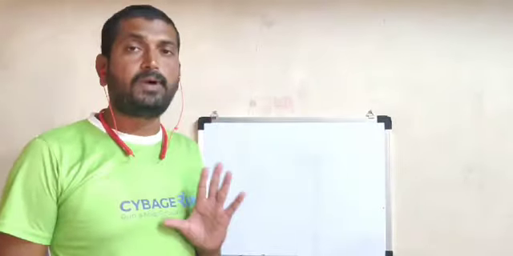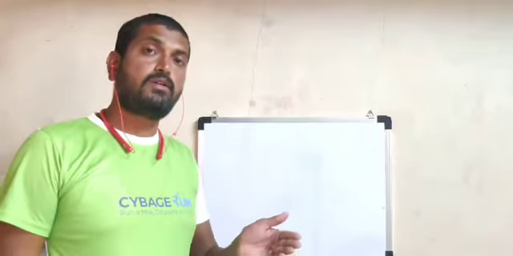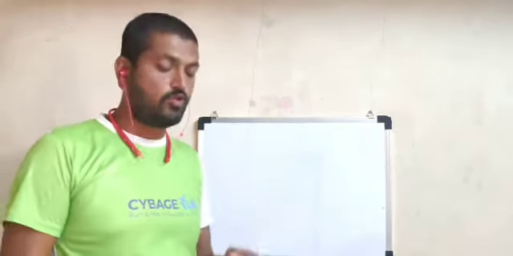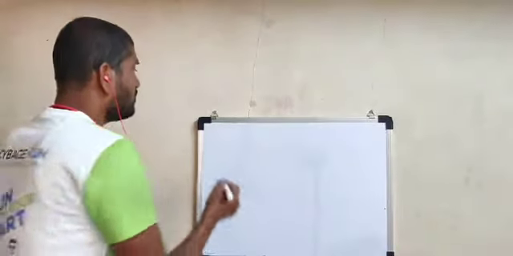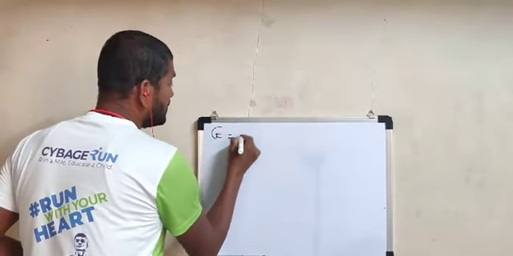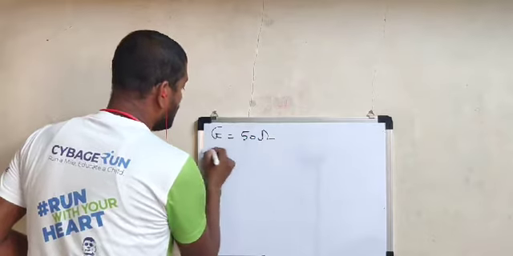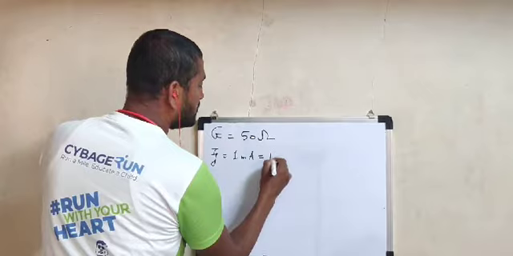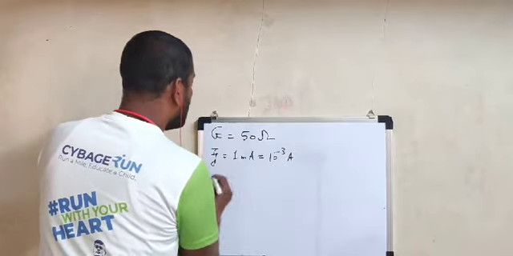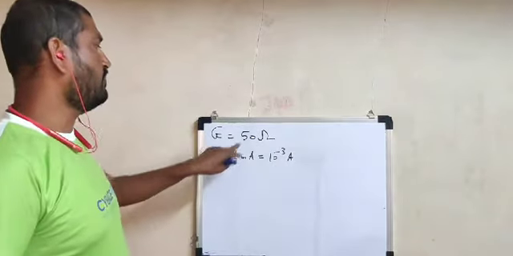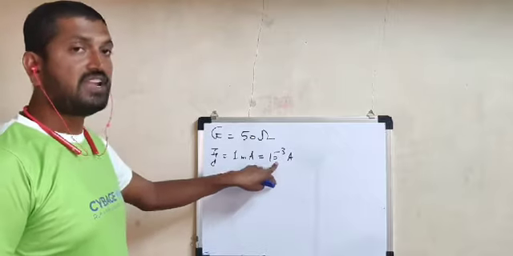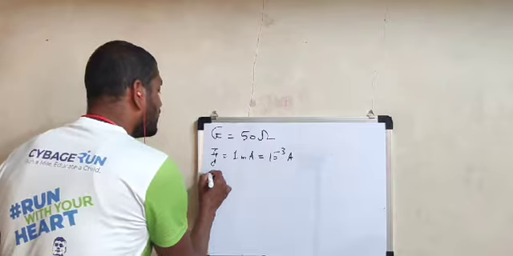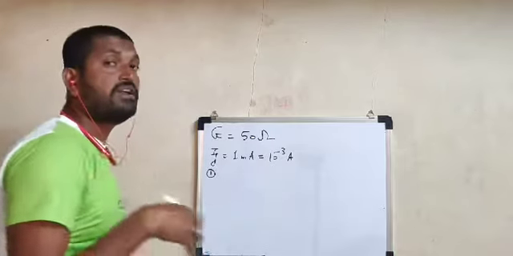Let us consider now one numerical based on conversion of galvanometer into ammeter and conversion of galvanometer into voltmeter. For example, suppose galvanometer resistance is given, say G is equal to 50 ohm, Ig is say 1 milliampere, which is 10 raised to minus 3 ampere. Now, this galvanometer with resistance 50 ohm and full scale deflection current 10 raised to minus 3 ampere is to be converted first of all into an ammeter.